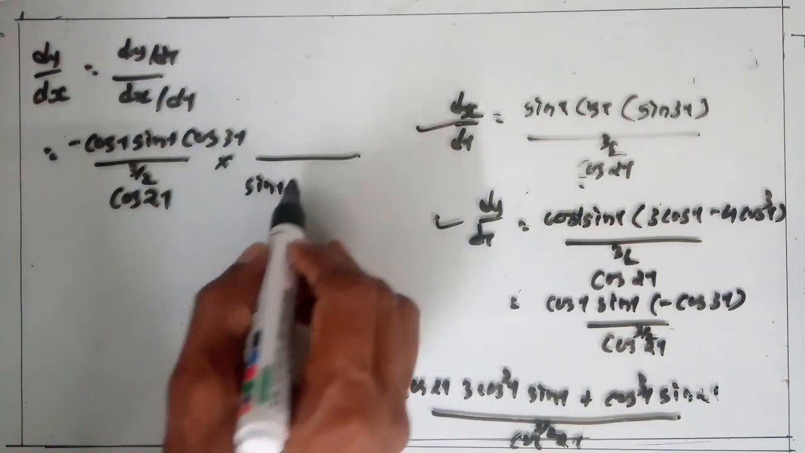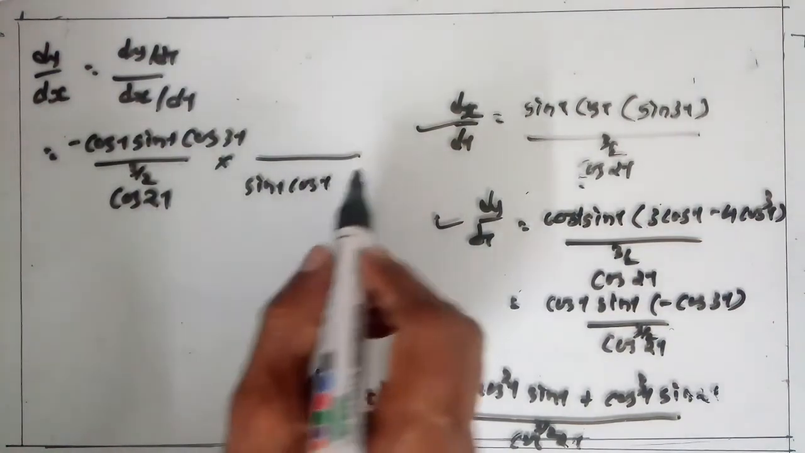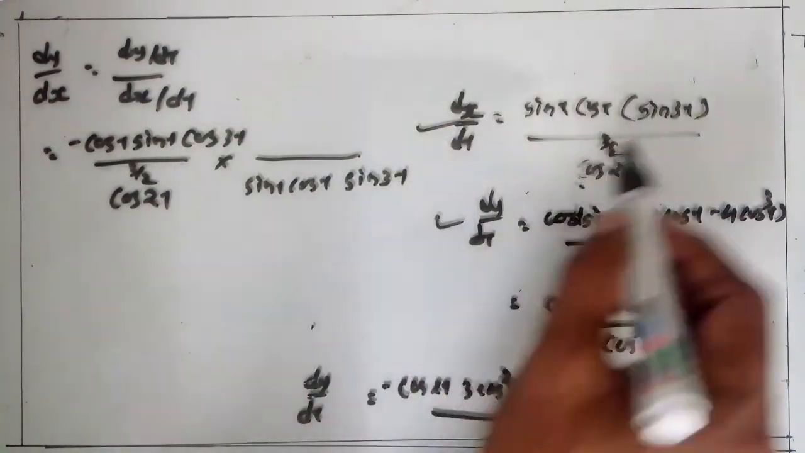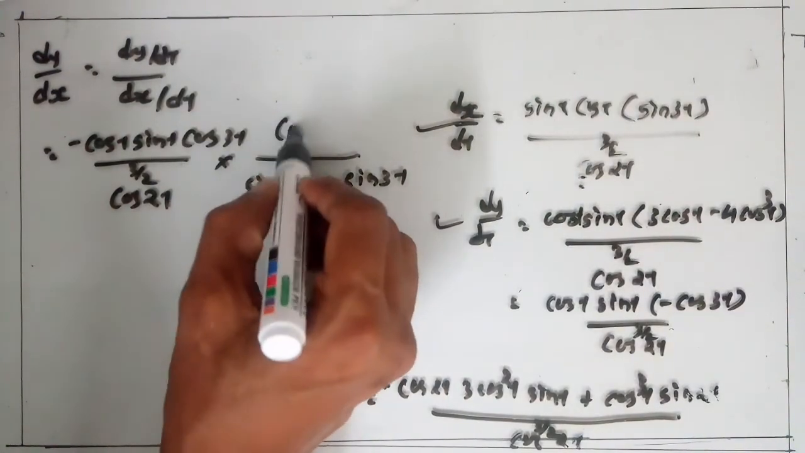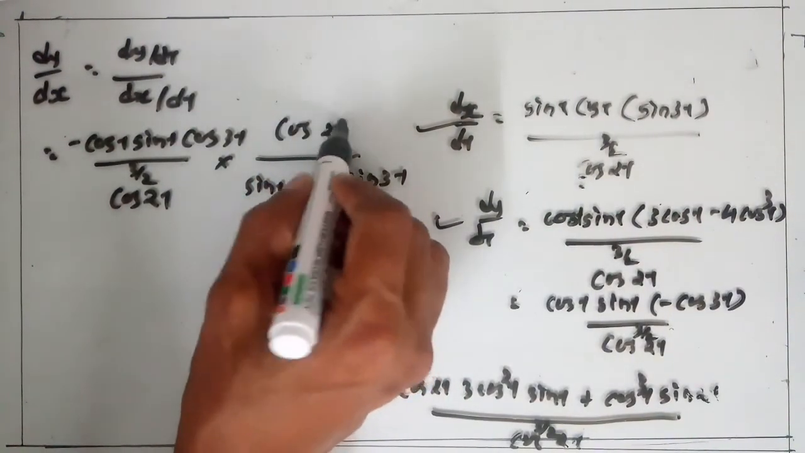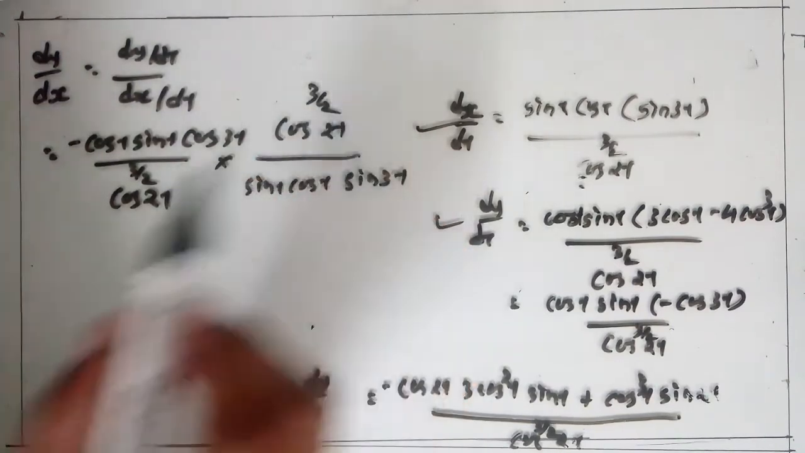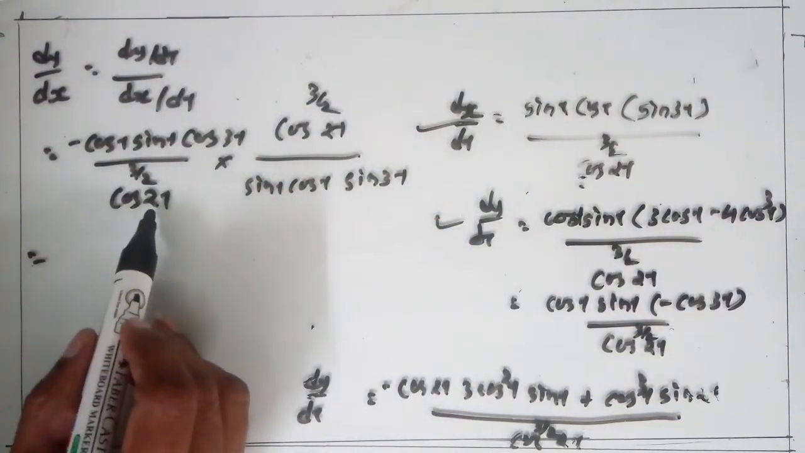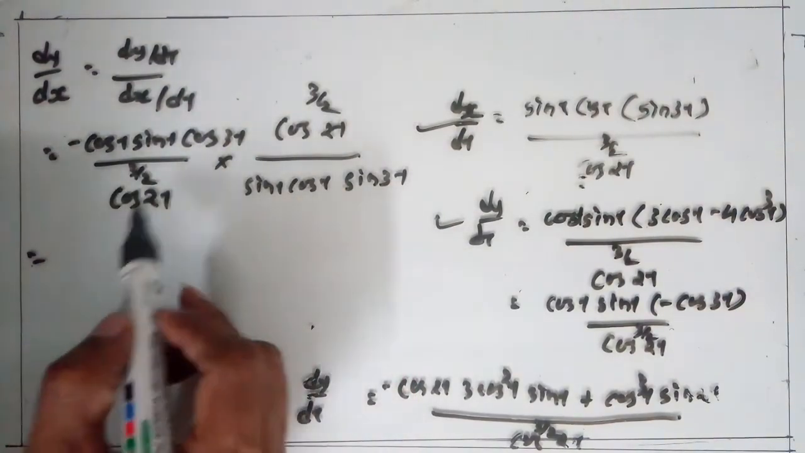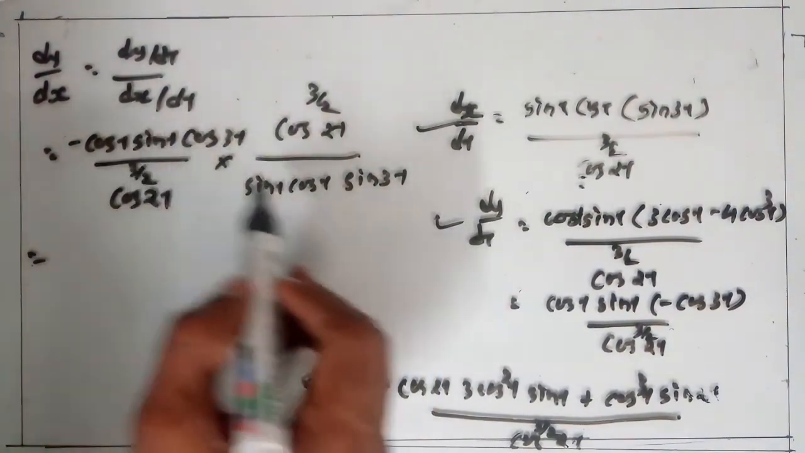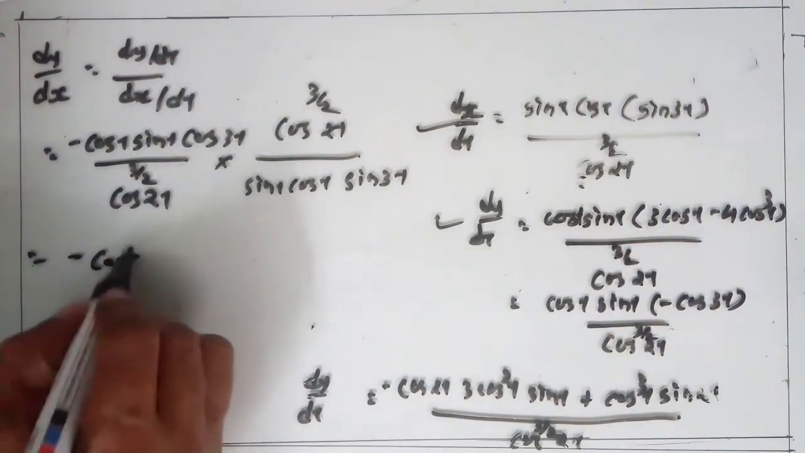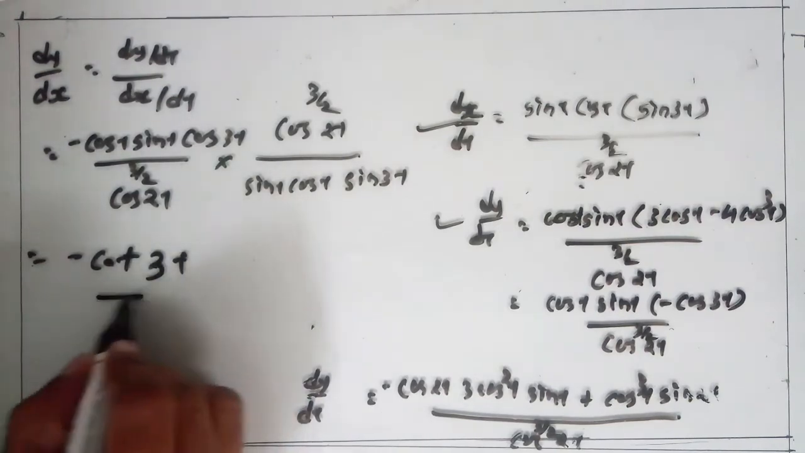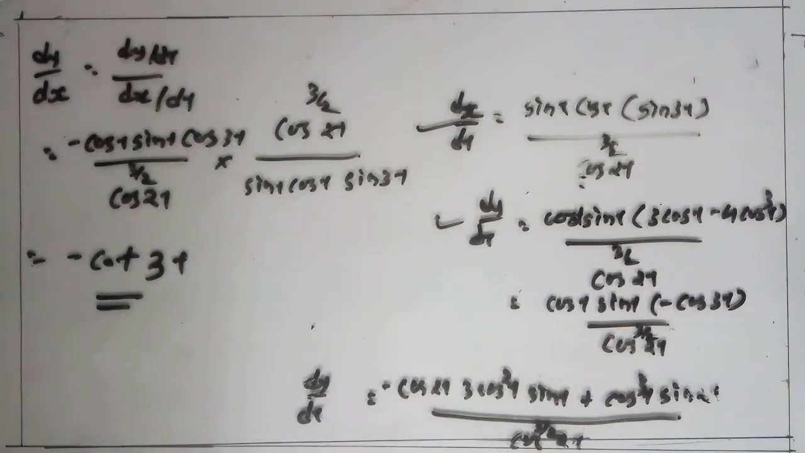these terms, sin t cos t sin 3t upon cos 2t raised to 3 by 2, write in a numerator cos 2t raised to 3 by 2, clear. Now simplify this. Cos 2t raised to 3 by 2 from both cancel, one cos cancel, one sin cancel, minus cos upon sin becomes minus cot 3t, clear, hence proof. This is our answer. Clear this?